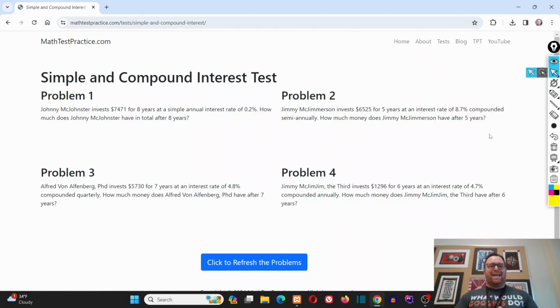In this video, we're going to look at simple and compound interest formulas and solving simple and compound interest problems.